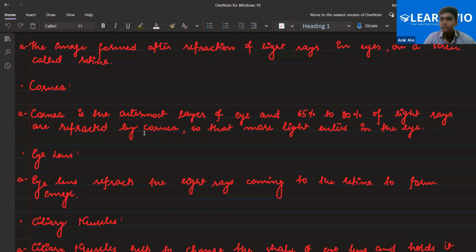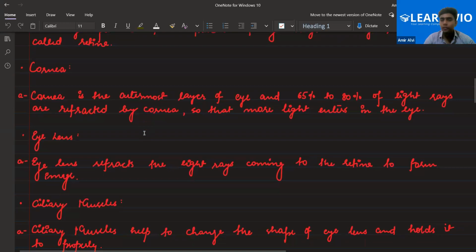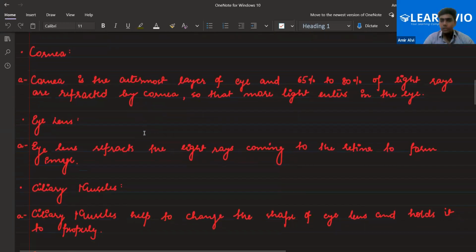Clear? Yes. Zainab, Mariam, Junaid, and Abdul. Yes, sir. Okay. So the eye lens refracts the light rays coming to the retina to form the image. Okay.